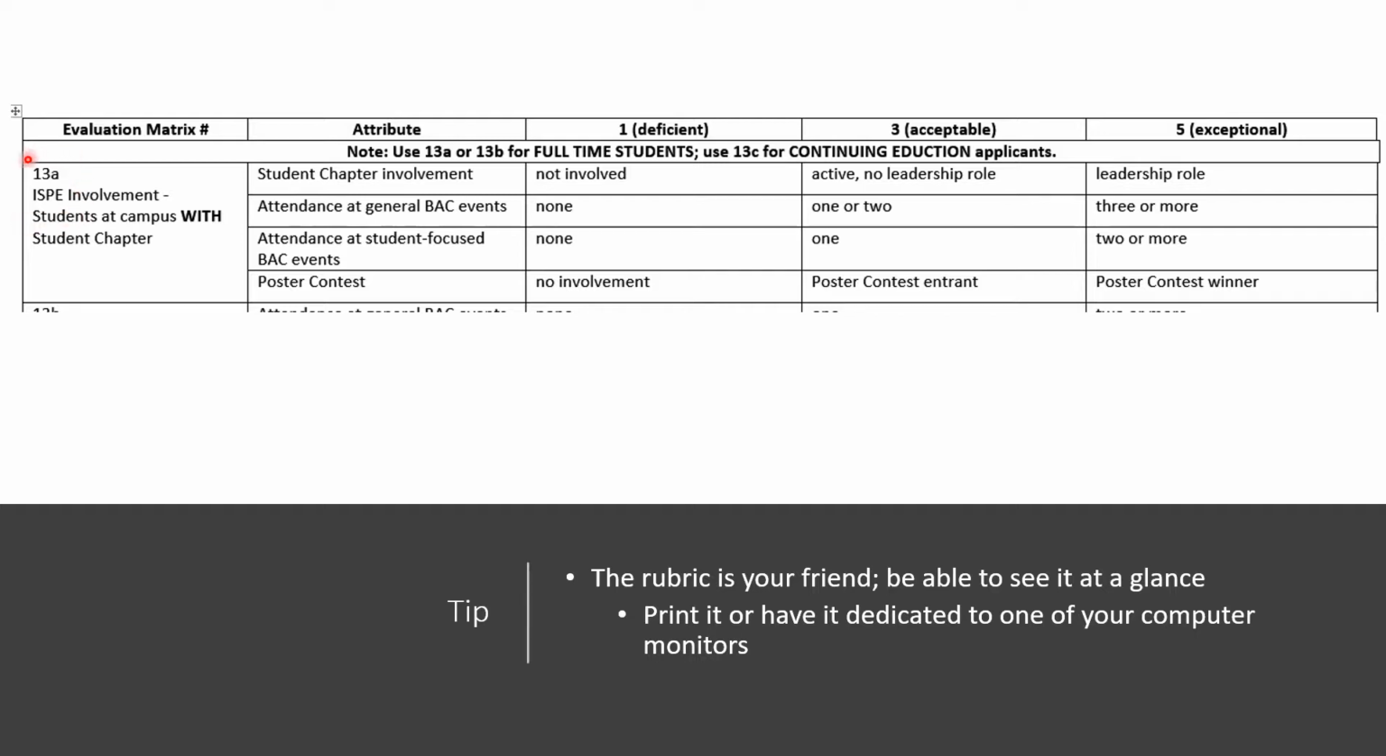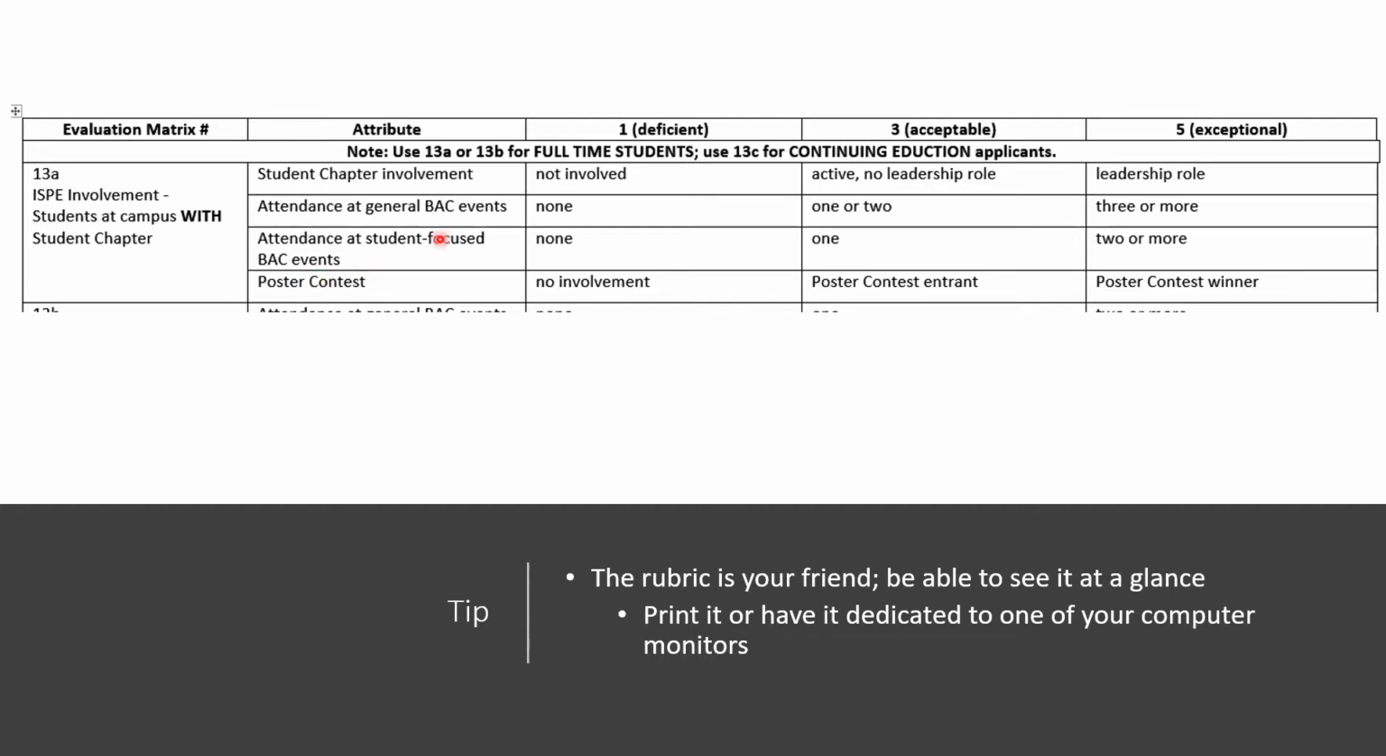And what you'll see is every rubric has a number that links it to a question on the application form, and a description of what that area of measure is, and a column with attributes. And this particular question has 4 different attributes. What's the student chapter involvement? Do they go to Boston area chapter events? Do they attend student-focused Boston area chapter events? And were they involved in the poster contest?